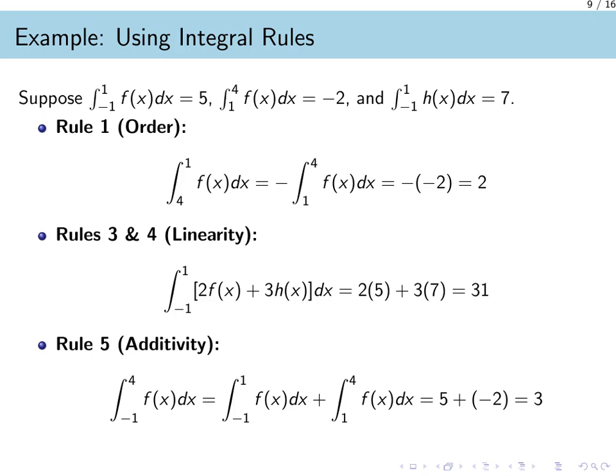For the second part, we use linearity to multiply the integral of f by 2 and h by 3, then add the results to get 31. Finally, we use additivity to combine the integral from -1 to 1 with the integral from 1 to 4. By systematically applying the rules, we can evaluate complex combinations of integrals.